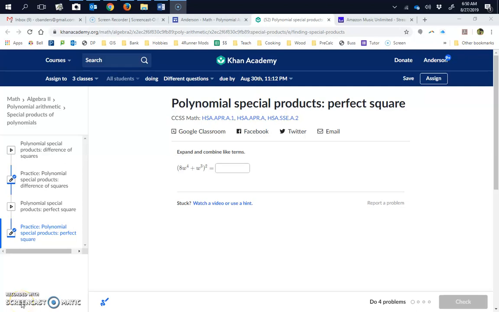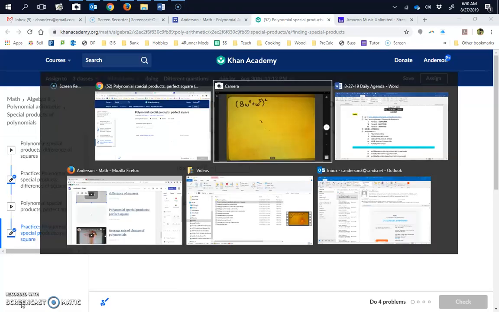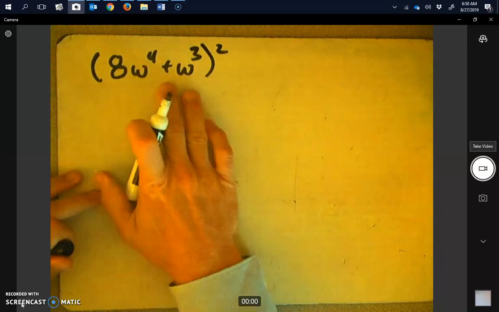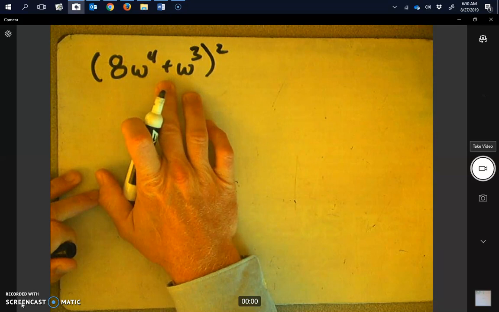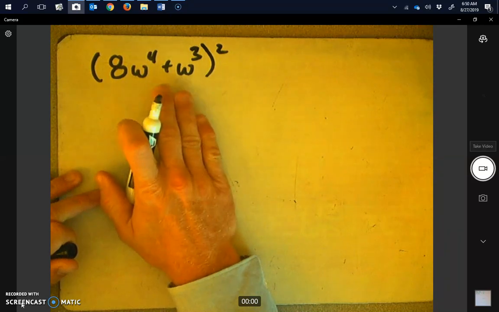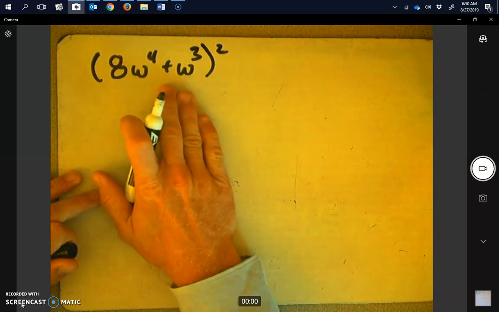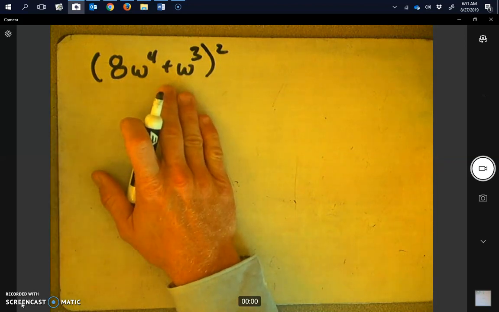Polynomial special products with a perfect square. All right, so this is similar to the last problems, except instead of having one plus and one negative, they're both going to be plus, or they might both be negative as well. I can't remember if there's those in this assignment or not. So the first thing you want to do is probably rewrite it.